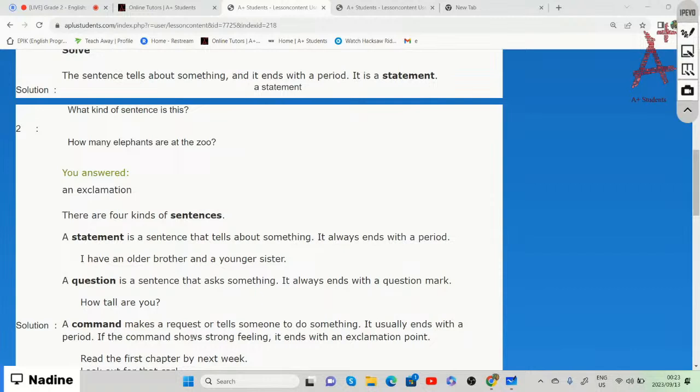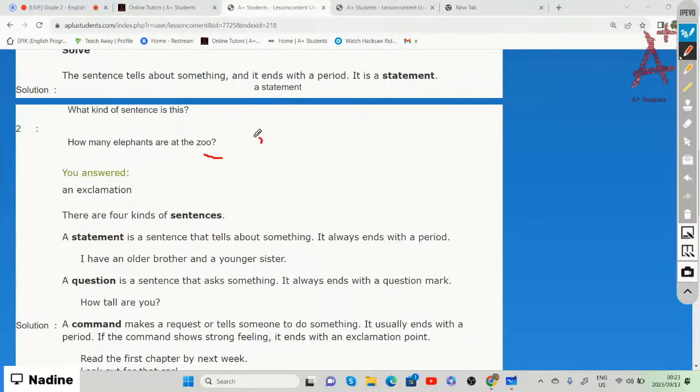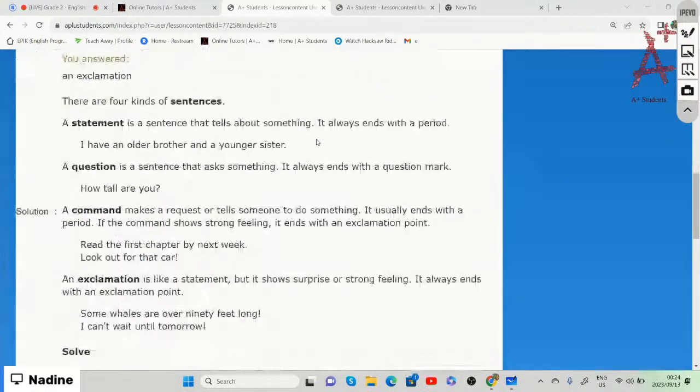All right, so if we look at the fact that the sentence ends with a question mark, then we're going to say this is a question. This person is asking a question: how many elephants are at the zoo? So whoever is going to respond might say there are 10 elephants, for example.